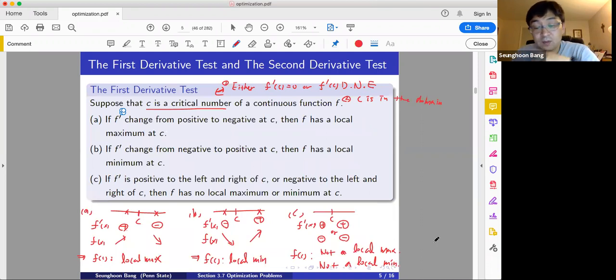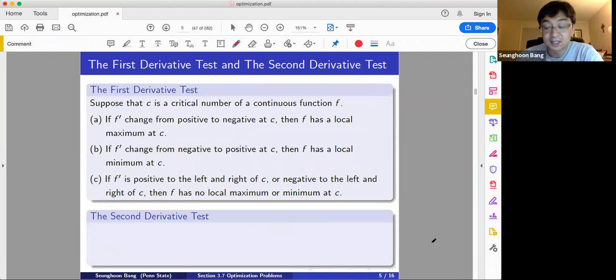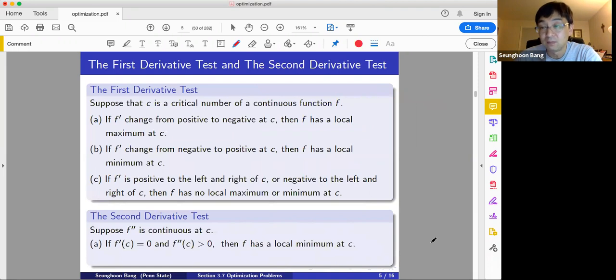But not a local maximum, not a local minimum. Okay, this is like a first derivative test. What's the second derivative test? Suppose the second derivative is continuous at C. If F prime of C equals 0 and the second derivative is greater than 0, we have a local minimum at C. If F prime of C equals 0 and the second derivative is less than 0, F has a local maximum at C.